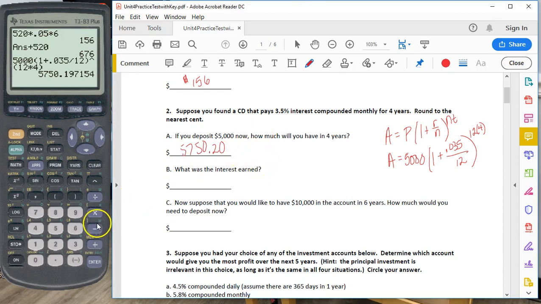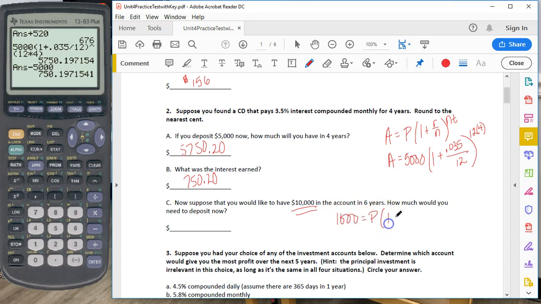How much interest did you earn? Well, you put in only $5,000, so all the money that's over that is how much interest you earned, which would be $750.20. Now, suppose you really want to have $10,000 in 6 years. So when you're done in 6 years and you close out the account, the amount that's in the account is $10,000. How much money would you have to put in now?